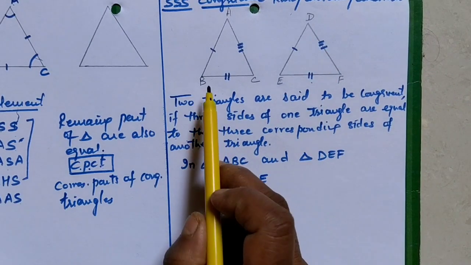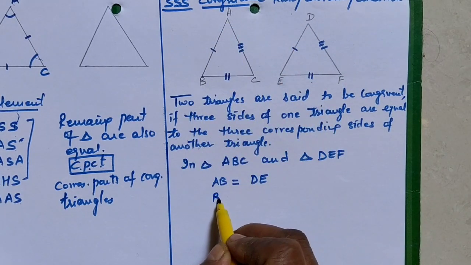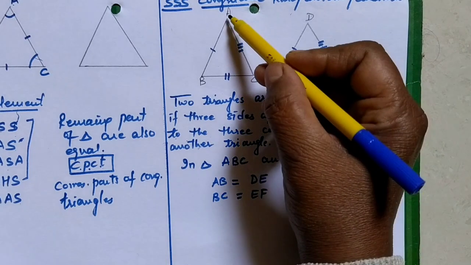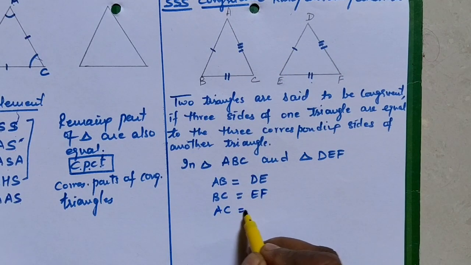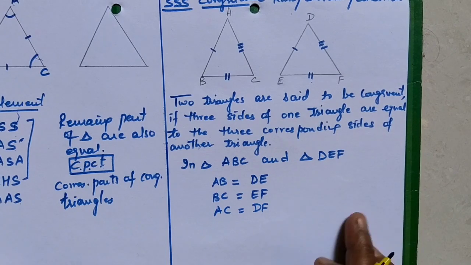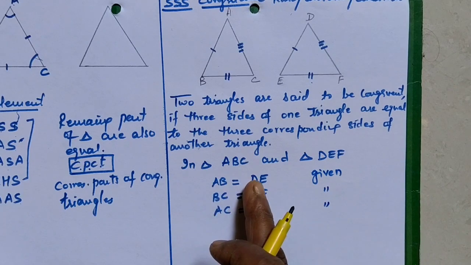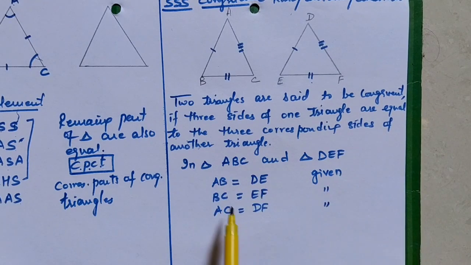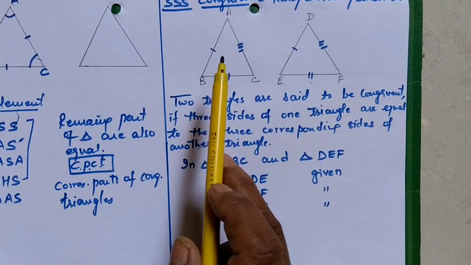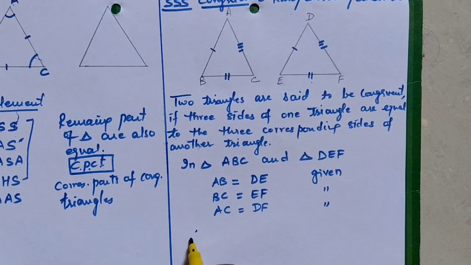Similarly, BC is equal to EF. And at last, AC is equal to DF according to the figure. All three parts are equal, so I write the reason side by side: given. These two are equal. Why? The reason is given. Again BC equal to EF, the reason is given, because they have already given that all three sides of one triangle are correspondingly equal to all three sides of the other triangle.